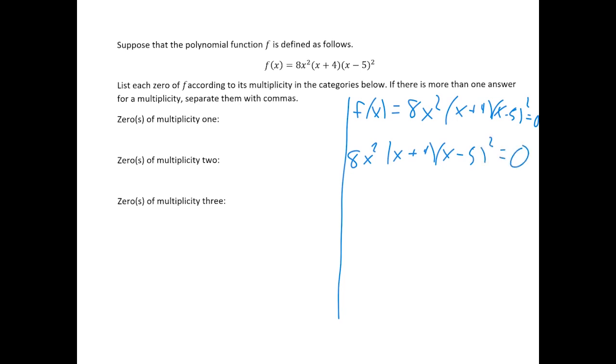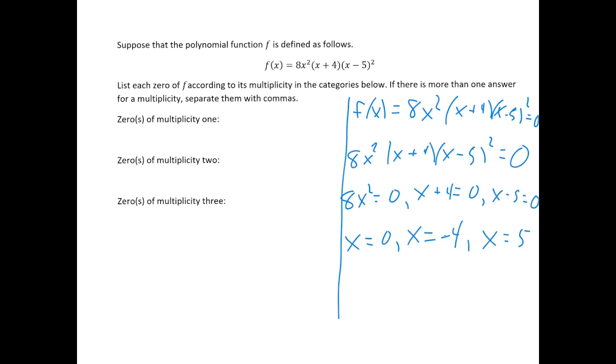Well, by the zero product property, that's going to occur when 8x squared is equal to 0, or when x plus 4 is equal to 0, or when x minus 5 is equal to 0. In other words, when x is 0, when x is negative 4, and when x is equal to 5. So these are my zeros. Okay? These are my zeros.